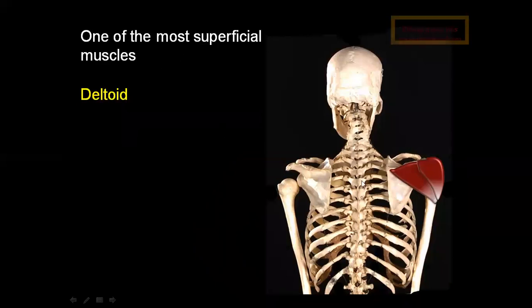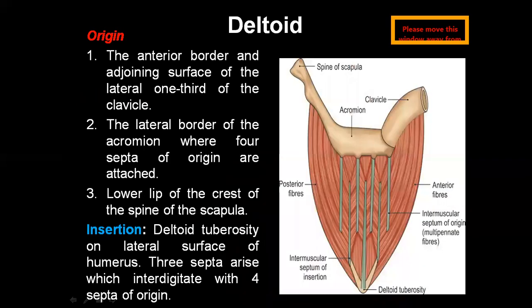So one of the most superficial muscles we see here in the scapular region is the deltoid. Very, very important muscle. It is usually asked as a 5 marks question in your university exam as well. So now let us see the origin and insertion of the deltoid. I told you these were all covered in osteology. Now you have to recollect from where the deltoid arises.